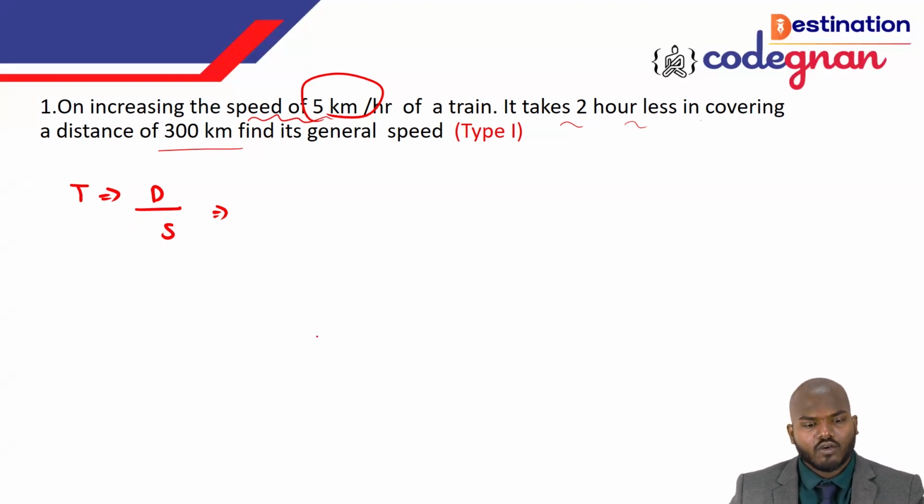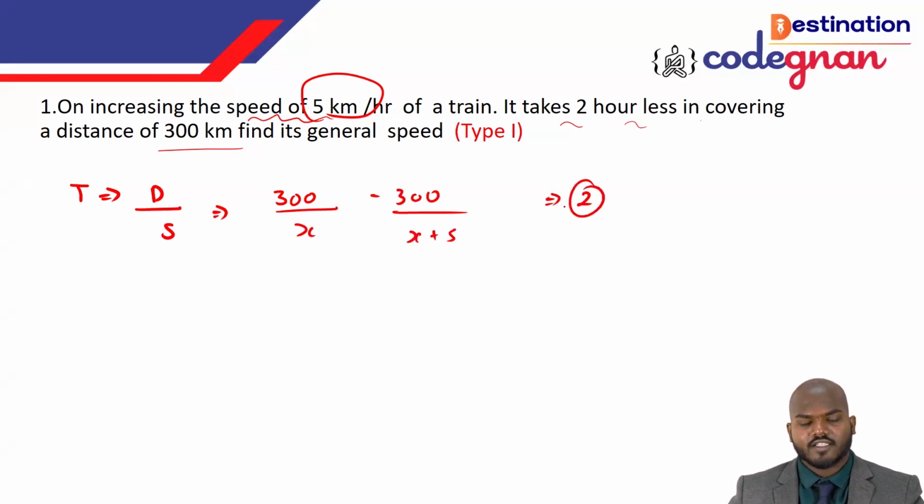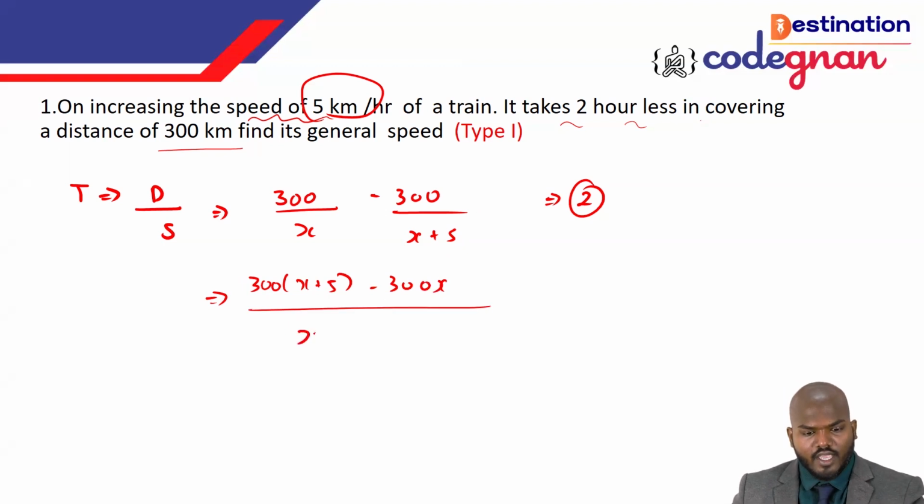Same like that, we can write it: the time is 300 by x minus 300 over x plus 5, and it will create the 2 hours less. So you just write it down and make the value 300 times of x plus 5, minus 300 times of x, over x square plus 5x, is equal to 2.